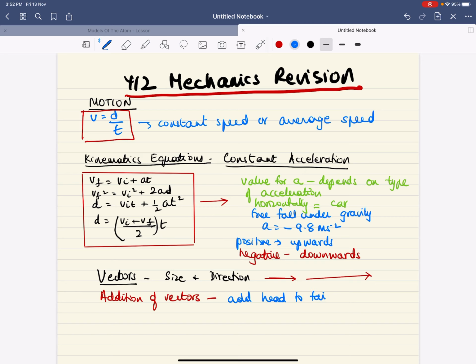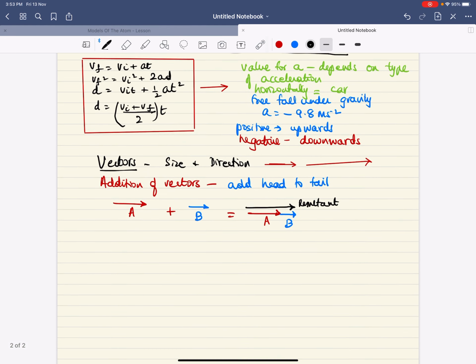If you've got 2 vectors, let's say this is vector A, and you've got to add it to vector B. If they're both in the same direction, the way you add this is vector A, and then you add them head to tail. This is vector B, and the resultant vector goes from start to finish. That is the length of the resultant. So that's for addition of vectors.